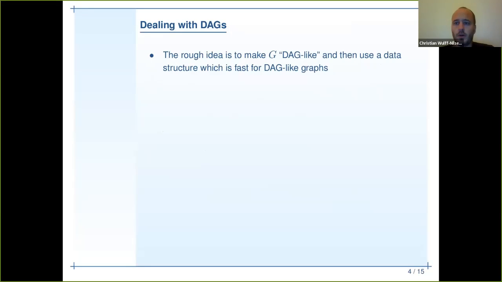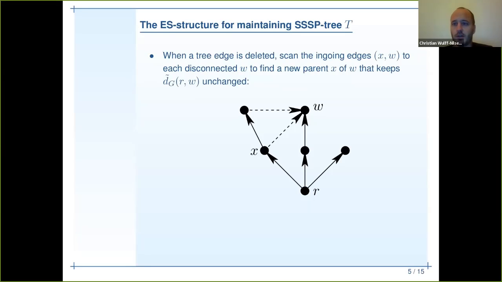So the overall idea of our data structure is to make G somehow similar to a directed acyclic graph, a DAG, and then use a data structure which is fast for such graphs. As a warm-up, let's just assume that G is in fact a DAG. Before I proceed, I'll quickly go over a classical data structure, the Even-Shiloach data structure, which maintains an exact single source shortest path tree T.